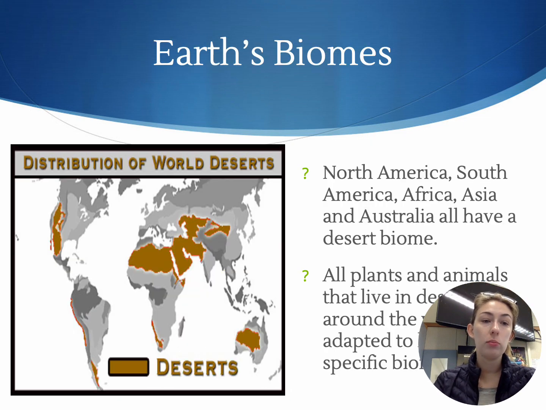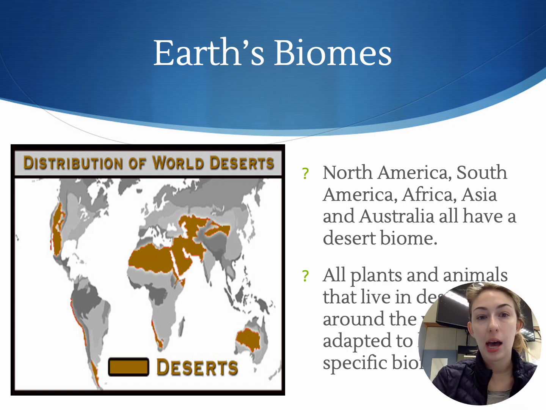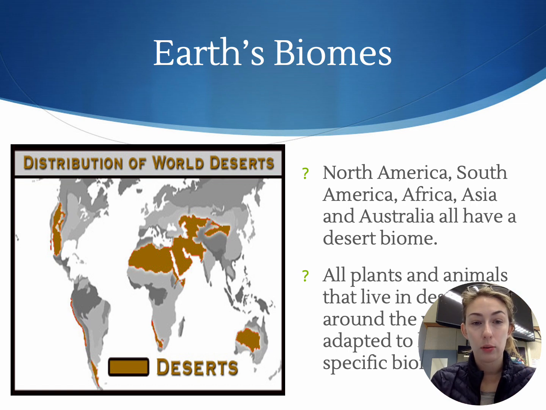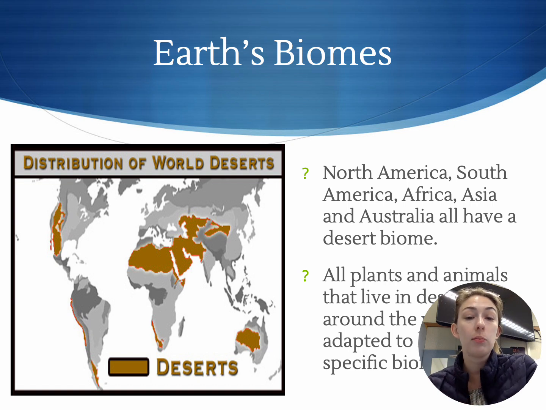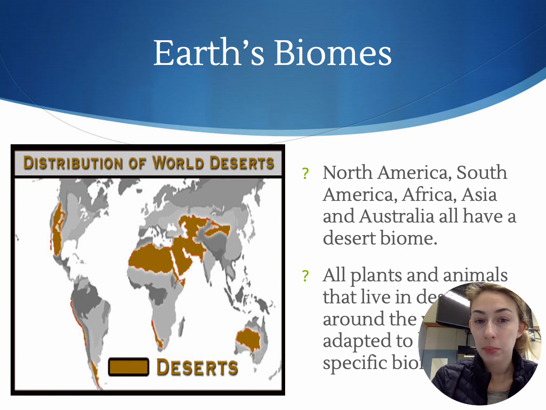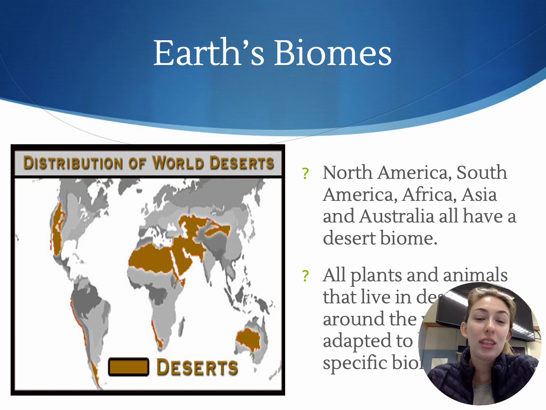Now, Earth's biomes are going to be distributed throughout the world, but they occur in multiple places. For example, North America, South America, Africa, Asia, and Australia all have desert biomes. And the animals that live in those biomes are unique to those biomes because they've adapted to those biomes to better live in them, right? I'm not going to take a camel and say, go into the snowy taiga and live. It's not going to be able to survive. It doesn't have the traits it needs to stay warm in that kind of environment.